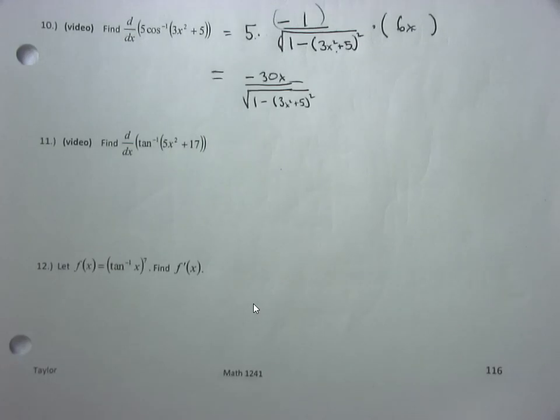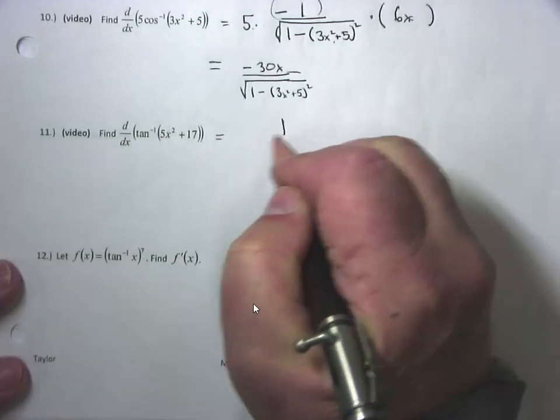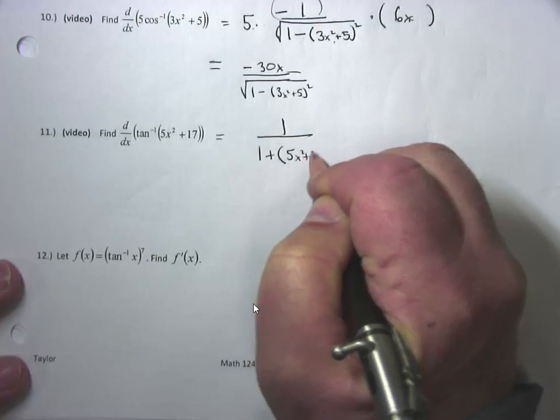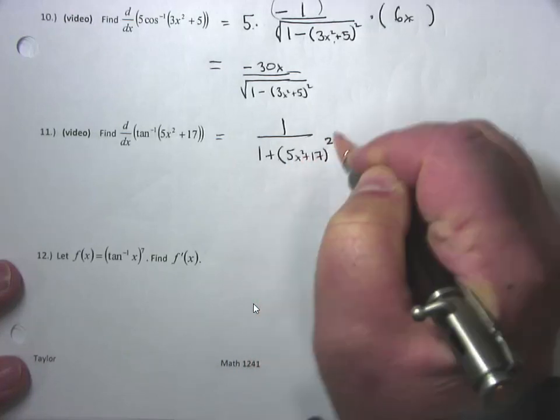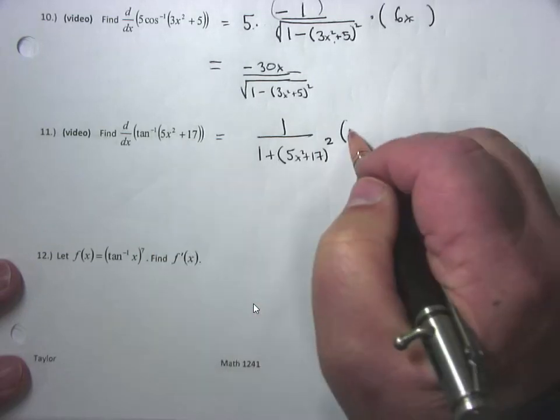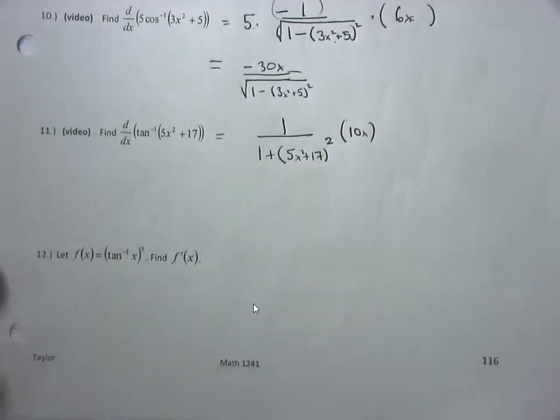Take the derivative of the tangent inverse of 5x squared plus 17. Again, anything other than x means you've got to use the chain rule version of it. It's the tangent inverse of a function. So the derivative of that is going to be 1 over 1 plus the function, which is 5x squared plus 17, the function squared, but then times the derivative of the inside. The derivative of 5x squared plus 17 is 10x.